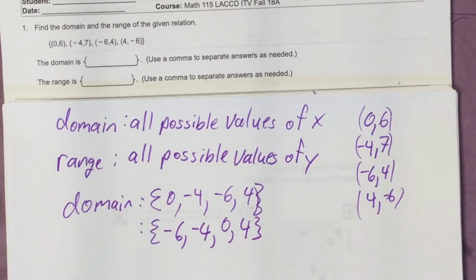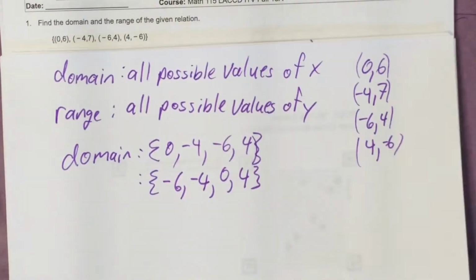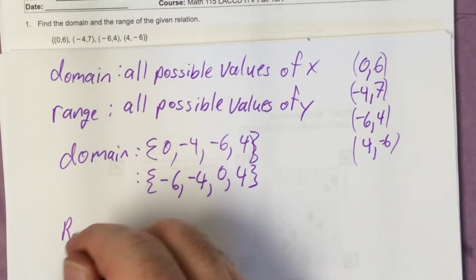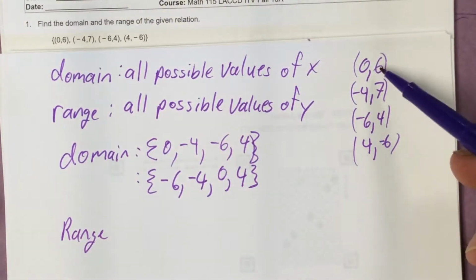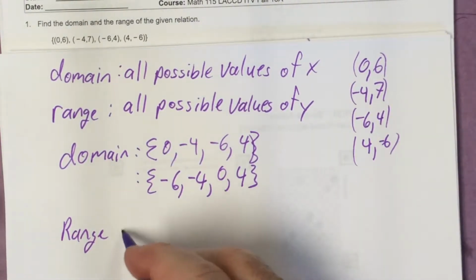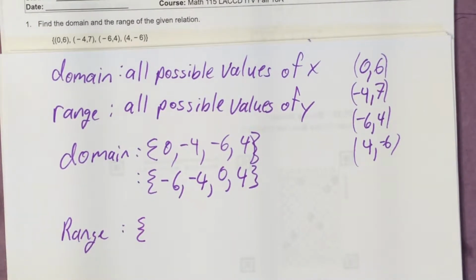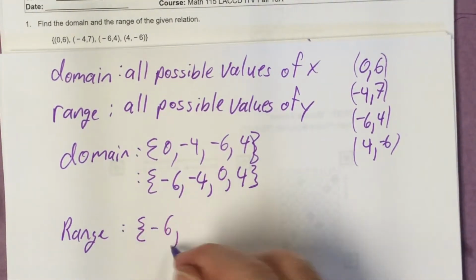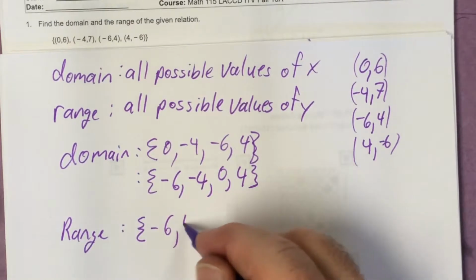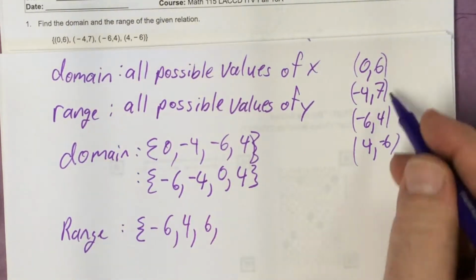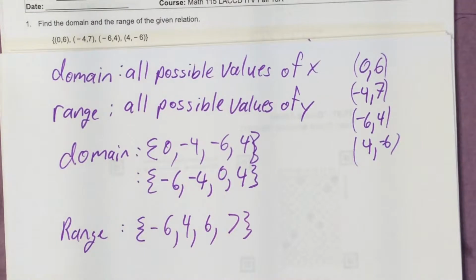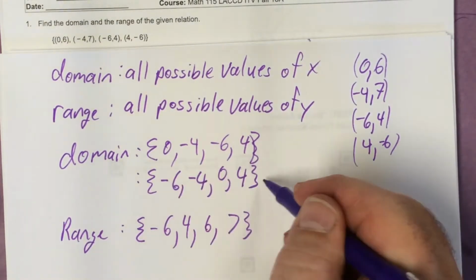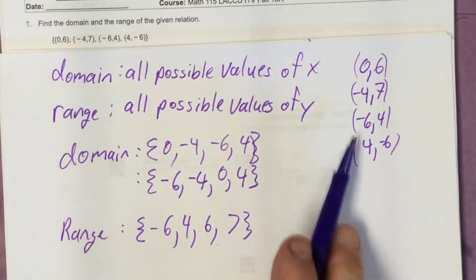Let me go ahead and move this up again. For the range, we're going to take a look at all the possible y values then. So for the range, we're going to have 6, 7, 4, negative 6. This time I'm just going to go ahead and write them in order from least to greatest from the get-go. That'll be negative 6, 4, 6, and 7. And in that relation, those are all the possible values of y. And that's how we write a domain. So this would be the domain for this relation here. This would be the range for this relation here, as they showed above.